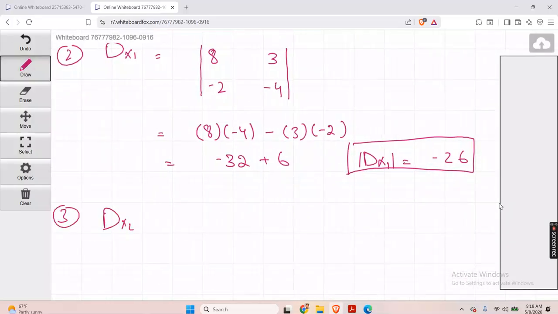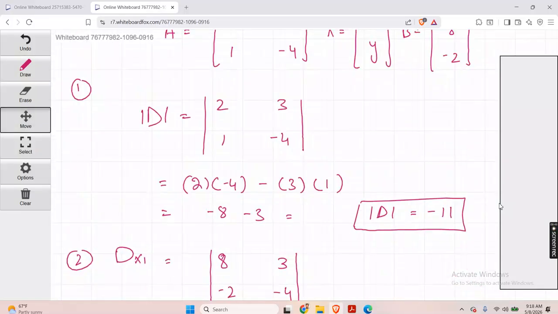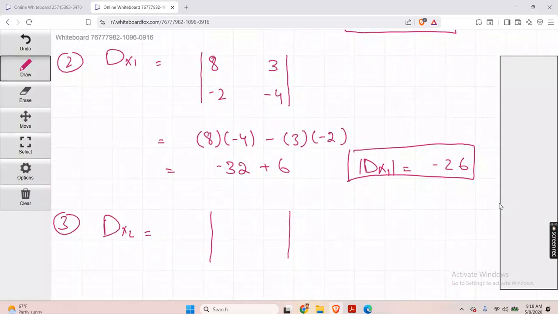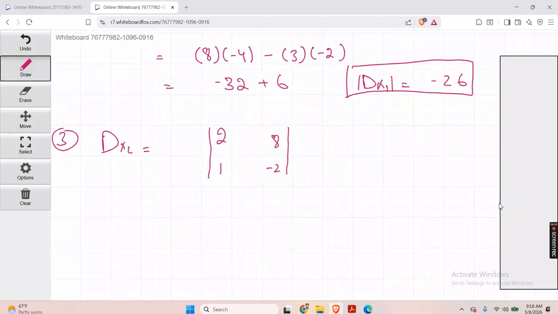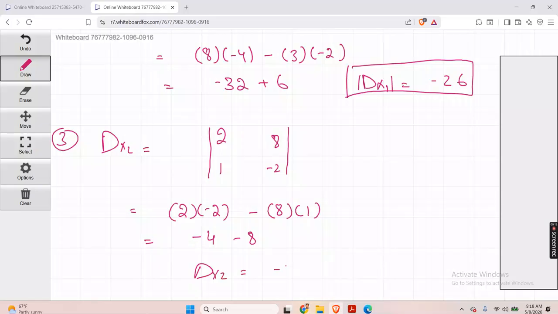Now the third one, we have dx2. This one will remain the same, this one will change now. So 2, 1 will come here, and 8, minus 2 will come here. Now same again, determinant: 2 into minus 2 minus 8 into 1, and it will become minus 4 minus 8, so dx2 is equal to minus 12.